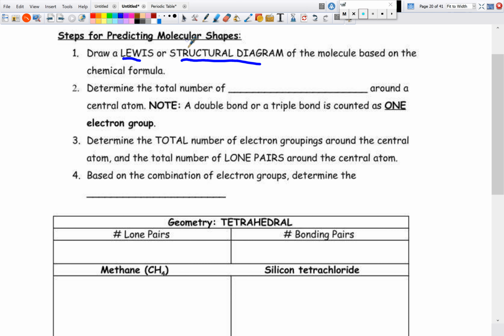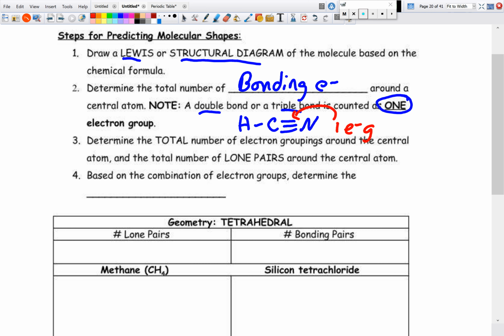Next, we need to determine the total number of bonding electrons around the central atom. So just a little heads up is that a double or a triple bond is counted as one electron group. Okay, meaning that if we had a molecule like HCN, this triple bond right here, this is counted as one electron group, bonding group, and this is also one electron group.